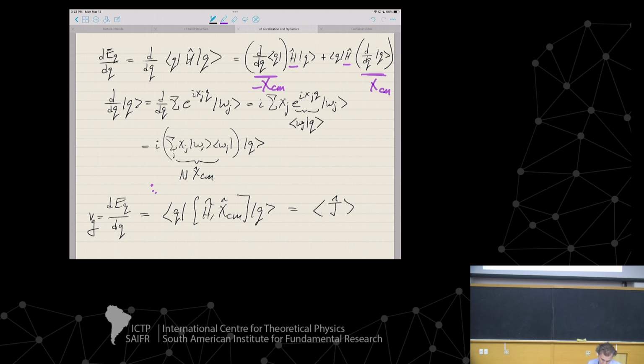So I have 10 more minutes. I want to tell you what happens when I apply an external force. As I said to you, yeah? What are the orders of magnitude of the group velocity? Yeah, great question.